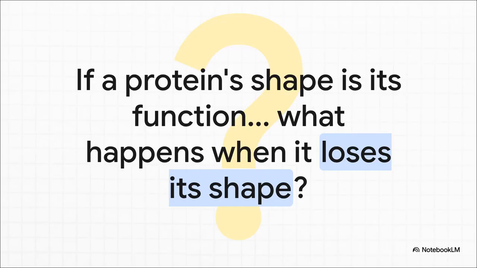And that brings us to our final thought for today. We've seen how this beautiful sequence of letters builds a perfect little machine. But what happens if that machine gets broken? If heat or acid or some other kind of stress makes it unfold and lose that precious shape? Think about that, because when a protein loses its shape, it loses its purpose. And now that you know how these machines are built, you're one step closer to understanding why, sometimes, they break.